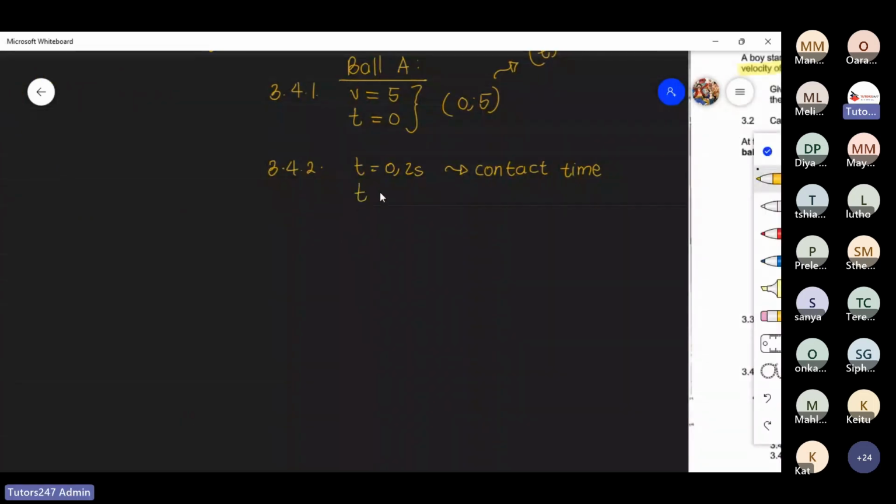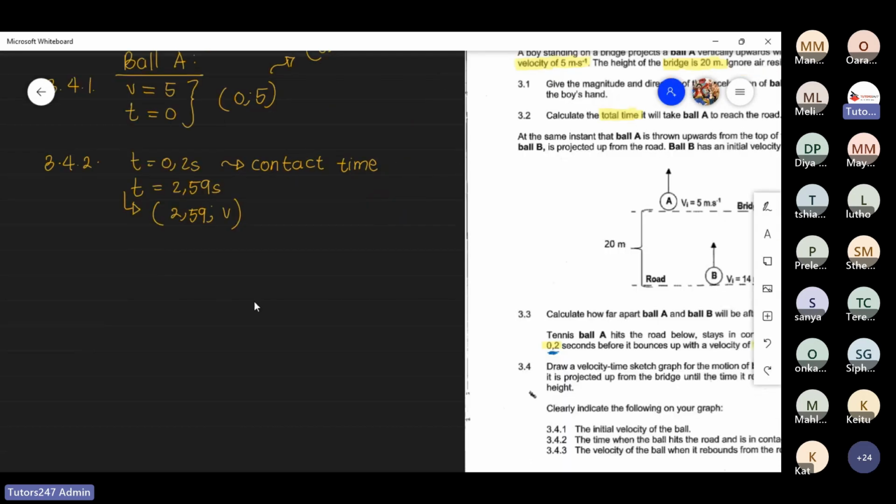So we'll say t equals 2.59 seconds. Because we don't have that velocity, what I'm going to do is I will associate it with just v. So that coordinate will then become 2.59, and I'll just say v because I don't know it. But we can go a step further. We can state whether it's positive or negative v.